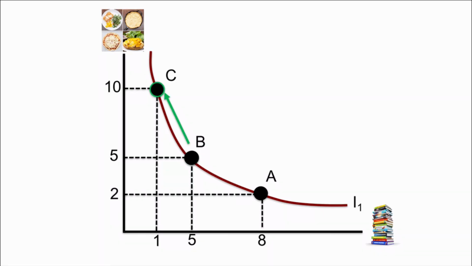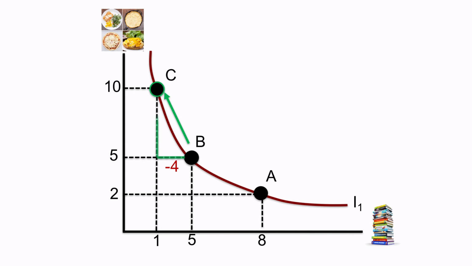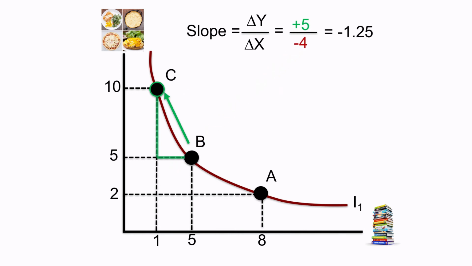Notice that the marginal rate of substitution between points B and C is 1.25, since Tom must gain 5 meals in order to give up 4 books and remain indifferent. Hence, Tom requires more meals, 5, in order to give up some of those additional 4 books and remain indifferent.